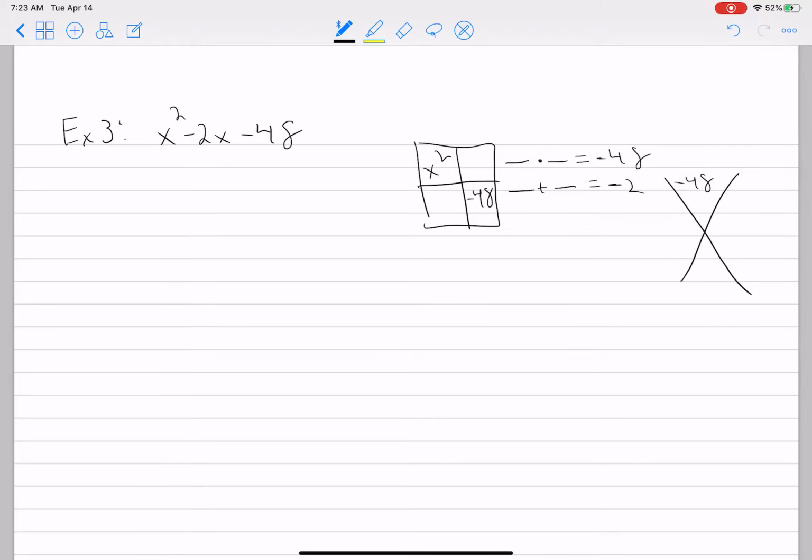So if I have negative 48 and negative 2, 6 times 8 is 48. I need my 8 to be negative. 6 plus negative 8 is negative 2. This is 6x. This is negative 8x. This is x times x. So if I factor this, I end up with x minus 8 times x plus 6. Okay? And now we are back to exactly what we did before. For example 3, I want you to go ahead and finish it off.